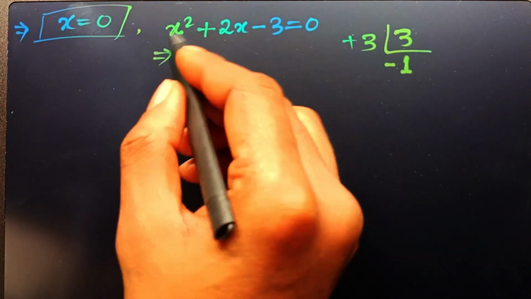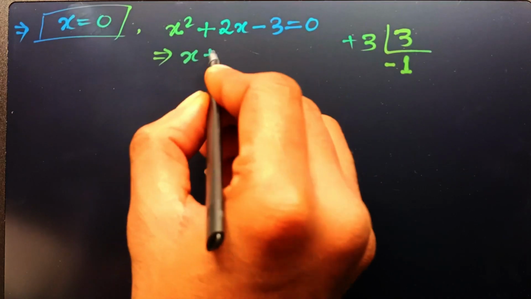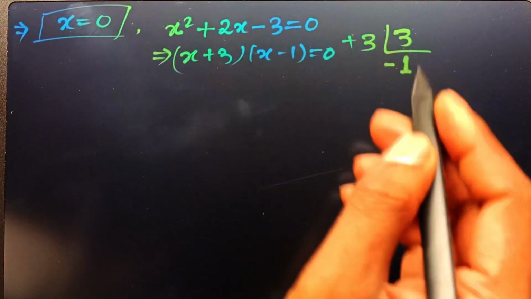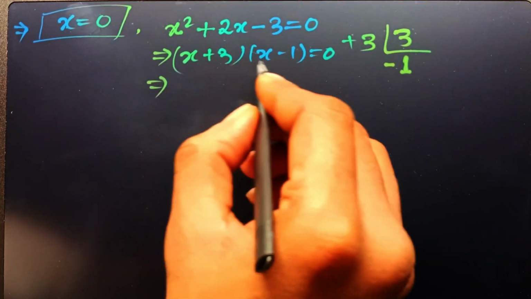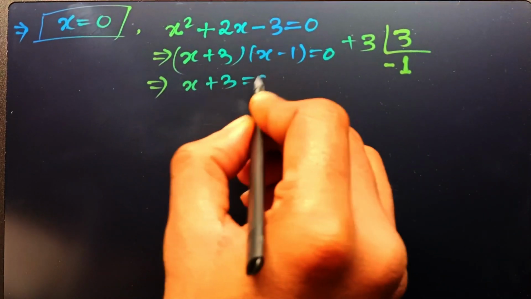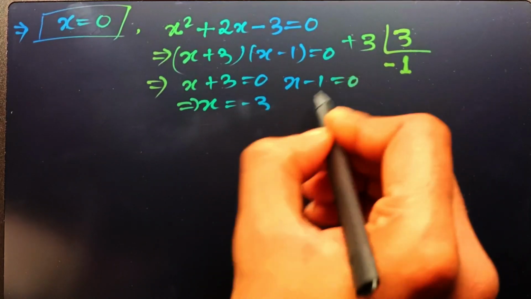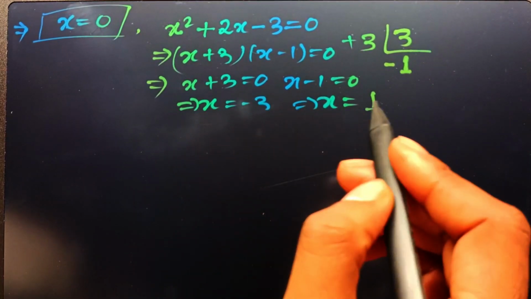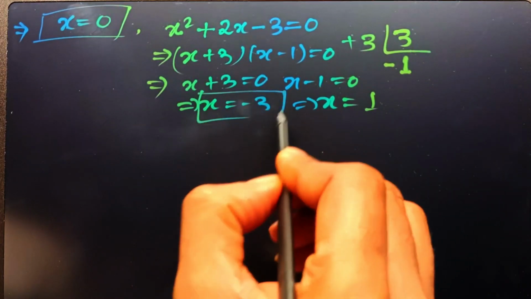So we can rewrite the middle term and break this down into factors of x plus 3 multiplied by x minus 1 equals 0. Now, solving for x here is a breeze, because if x plus 3 equals 0, then x must be negative 3. And if x minus 1 equals 0, then x must be positive 1. So now it looks like we have found three roots for this equation, which are 0, positive 1, and negative 3.